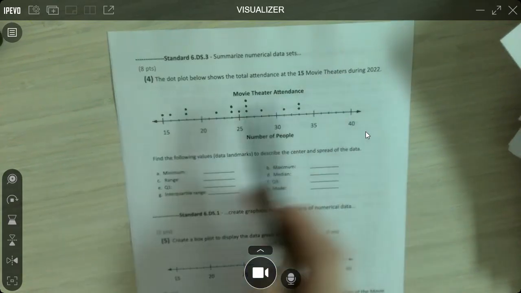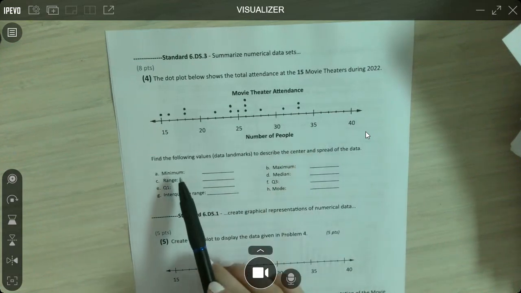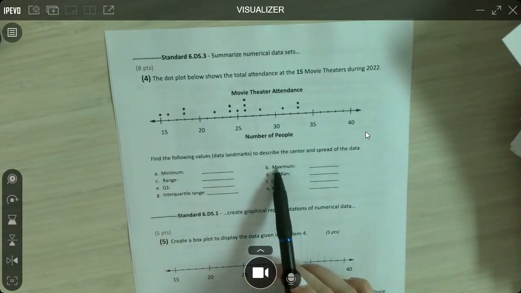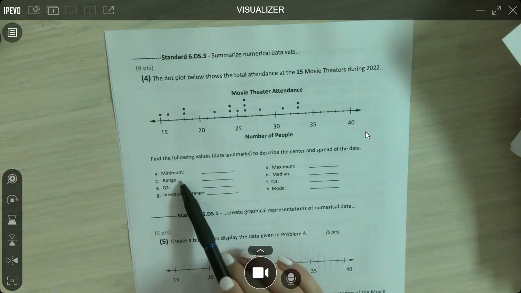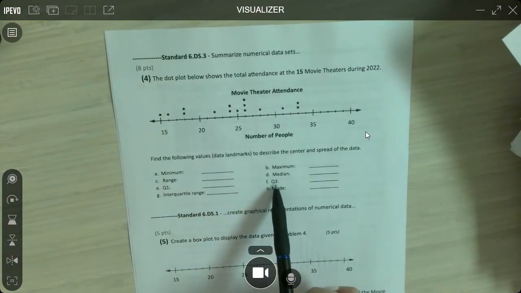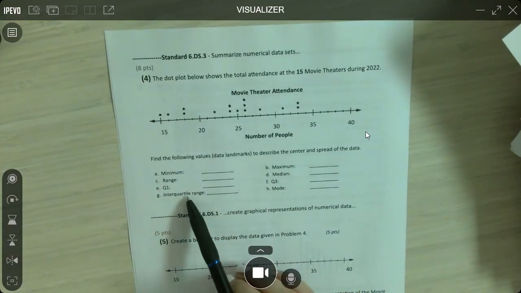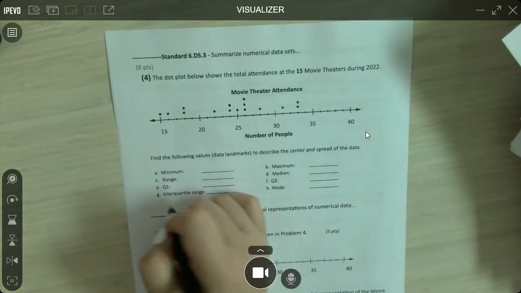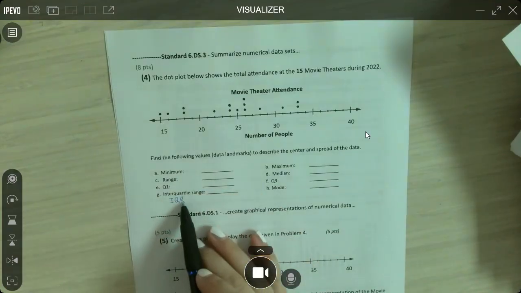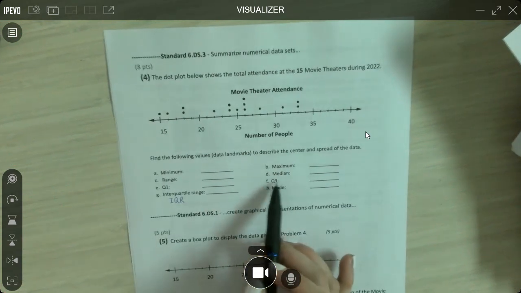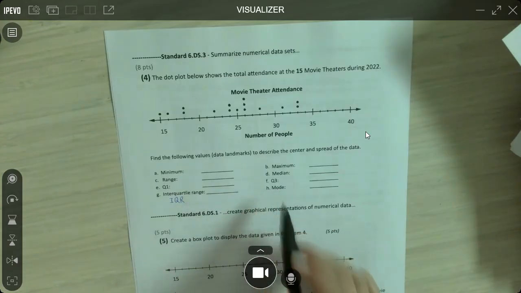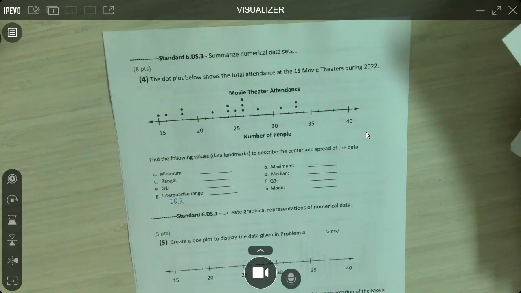Okay, and with this dot plot, you're going to find the minimum, which again is the smallest number, the maximum, your range, your median, your Q1, your Q3, your interquartile range, or remember, we also called that IQR, and remember, that is when you do something with the Q3 and the Q1, and then our mode. So go ahead and take a minute and answer number 4.